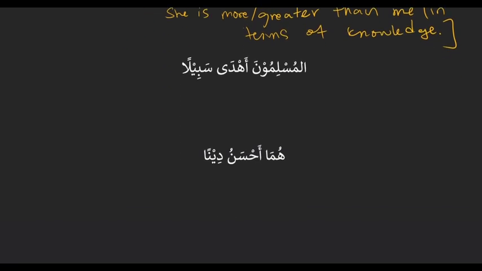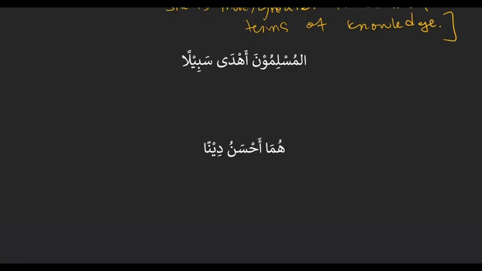Do you want to walk me through the second one? Al-Muslimuna ahda sabila. So ahda is the comparative, hamza followed by three letters. And then sabilan is a noun coming after the comparative that has an an label, so that it's a qualifier. That is a qualifier, yeah.